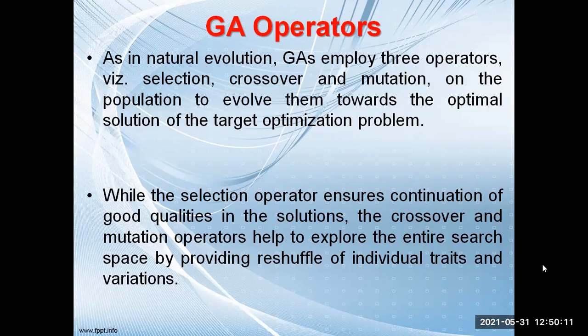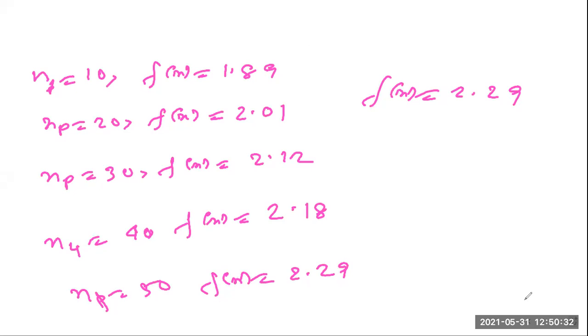So in natural evolution, GA employs three operators, that is selection, crossover, and mutation, on the population to evolve them towards the optimum solution of the target optimization problem. So in GA, there are three important operators which all of us must know. We'll discuss in detail. So this has to be kept in mind. GA operators.